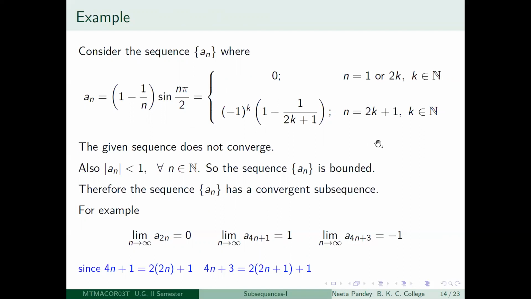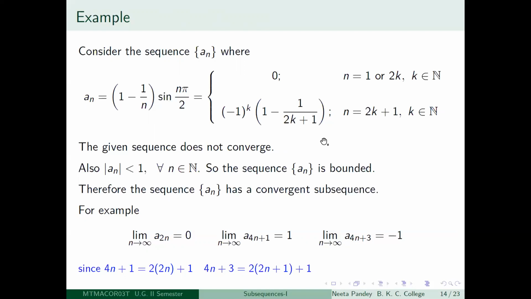What happens when you take n to be an odd integer? Then you can show that sine of (2k plus 1) pi by 2 is equal to minus 1 to the power k. Again, for the time being, just bear with me, I will explain why this is equal to minus 1 to the power k. So the value will be equal to minus 1 to the power k, that comes from the sine function, times 1 minus 1 by (2k plus 1), right? So this is your sequence.